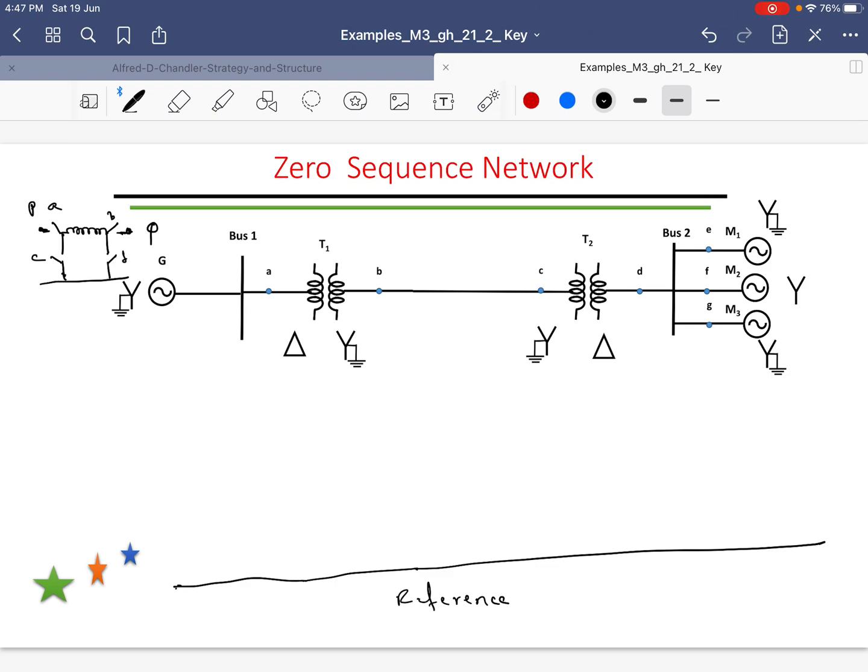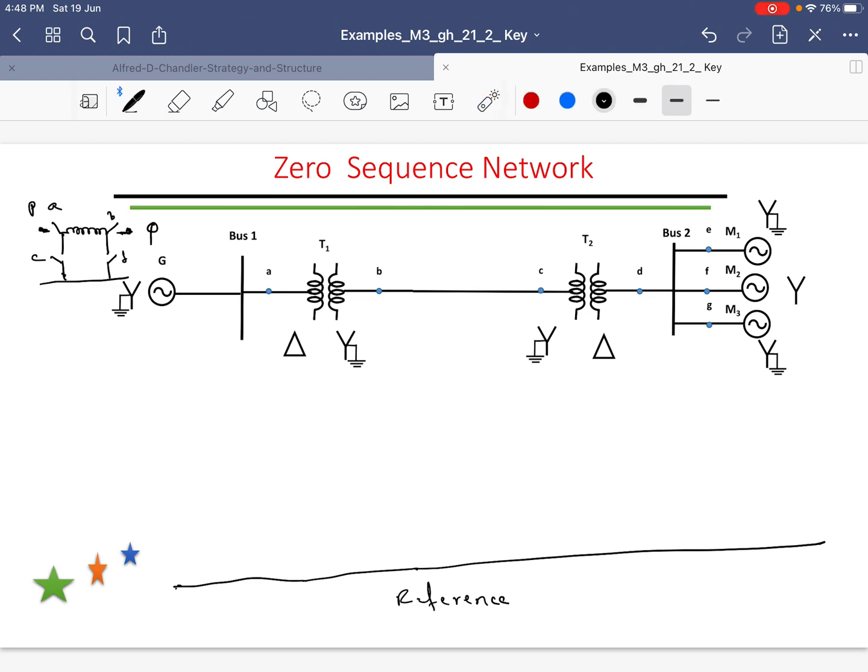Reference line. Then the first element in the network is the generator. The generator is grounded. Therefore, there is a path to the ground because it is grounded here. Therefore, the generator is represented by its zero sequence reactance. As such, there is no Xn here. Xn is not given. Only the zero sequence reactance of the generator is given. Therefore, there is a path to the ground here because it is grounded.